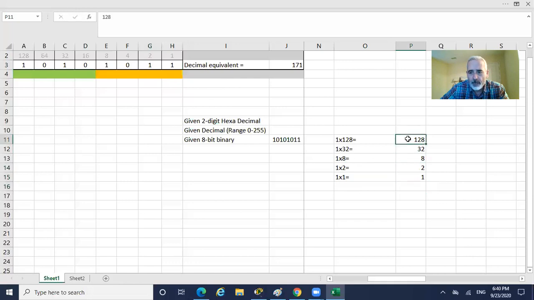Then I have to add all these numbers together, okay, to come up with 171. 128 plus 32 is 160, plus 8 is 168, plus 2 is 170, plus 1 is 171. That's how you convert this 8-bit binary number to its decimal equivalent.